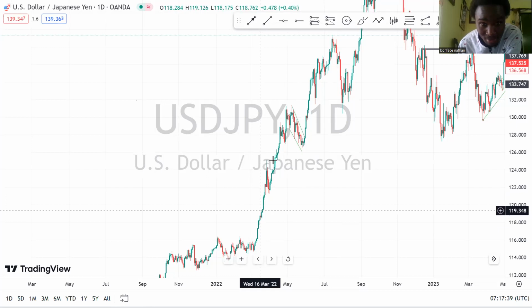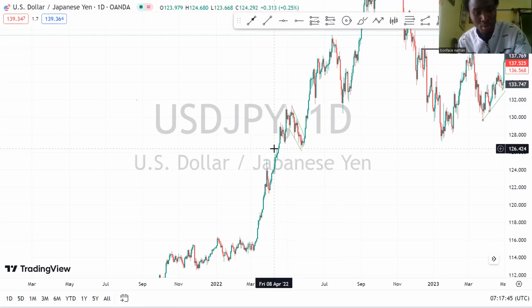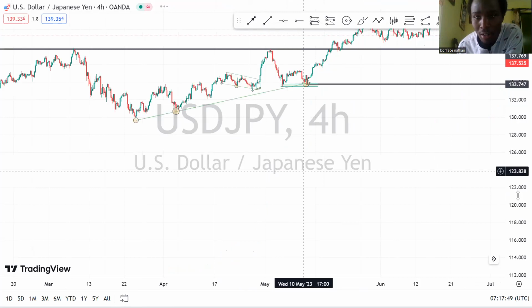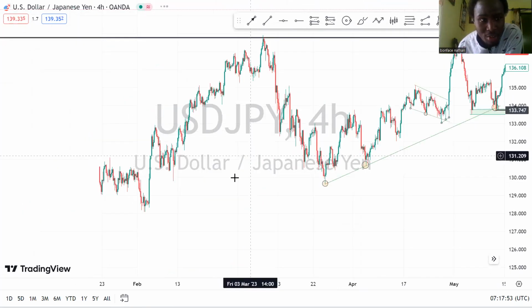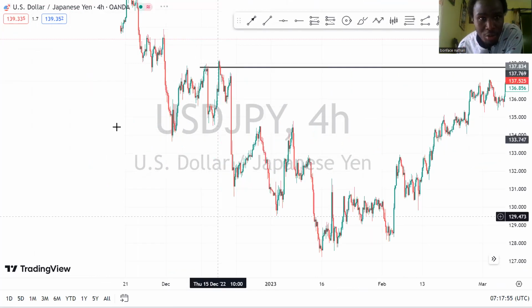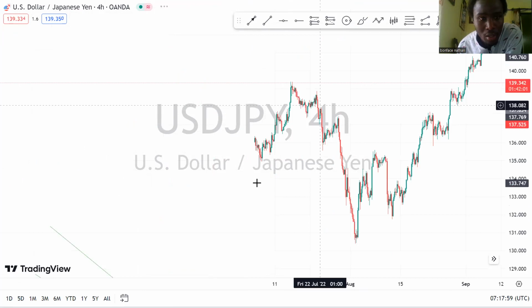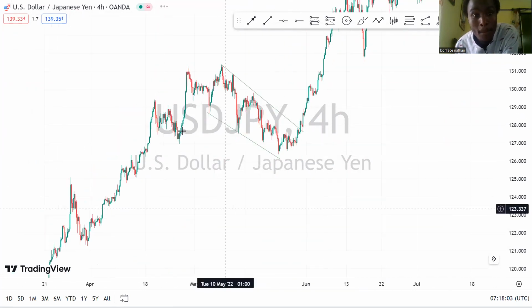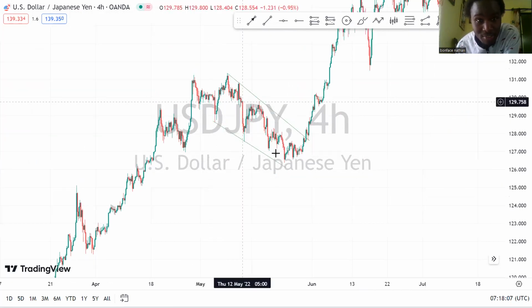After finding this direction, or rather the momentum or the direction, we drop to the 4-hour to find our chart pattern. Our chart pattern, we normally find it from the 4-hour. Let me go back. Here we go. So you see, this is a perfect chart pattern.